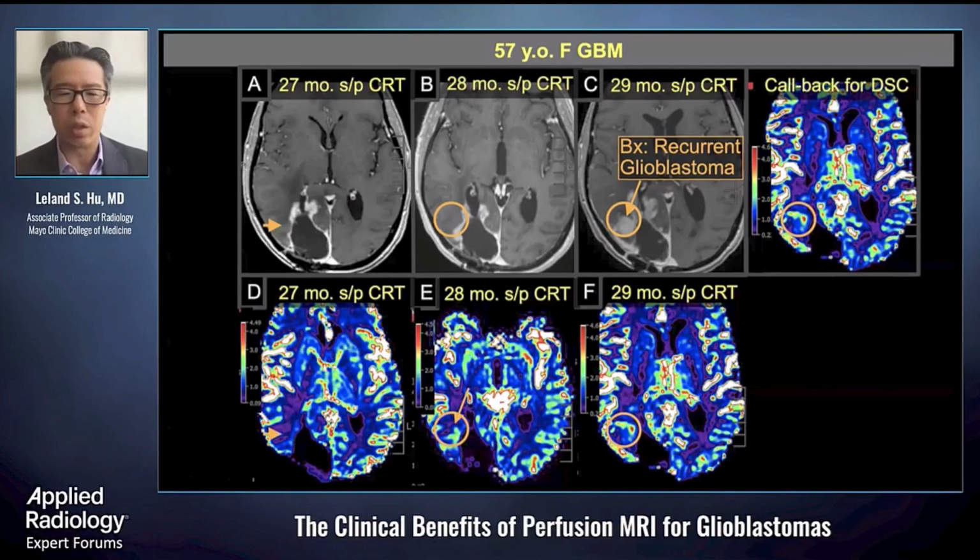So again, this is just illustrating the potential clinical value of incorporating routine DSC perfusion, especially in the assessment of these non-enhancing lesions along the margins of the resection cavity. And with that, I'll turn it back over to my colleagues for further discussion. Thank you.